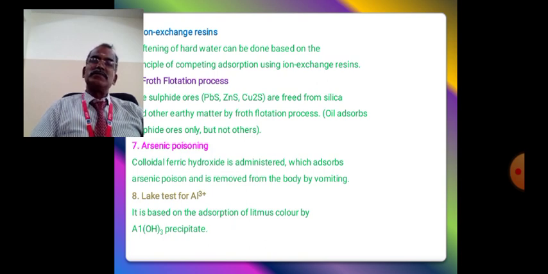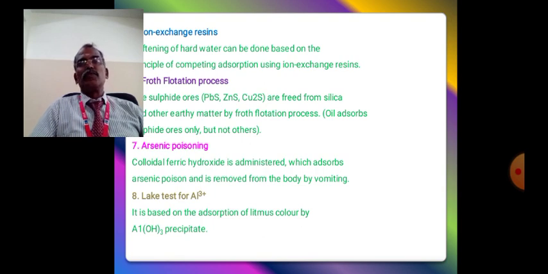And the ion exchange resin method. In an ion exchange resin method, in the first unit itself, cationic and anionic resins are available to remove dissolved salts, anions and cations in the water. So in water purification, the adsorption process is also used. Next, froth flotation method. In metallurgical processes, sulfide ores are removed by this adsorption technique, by froth flotation processes.